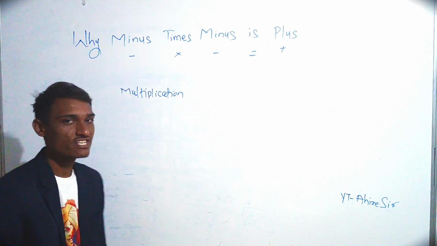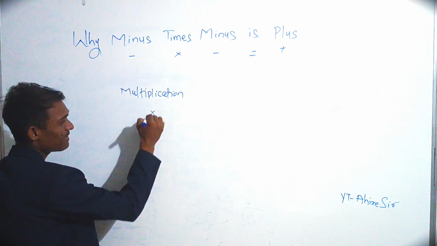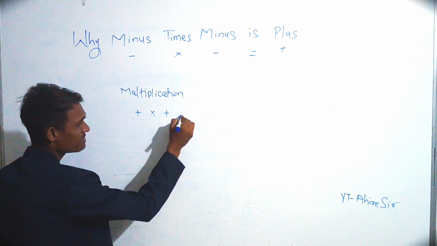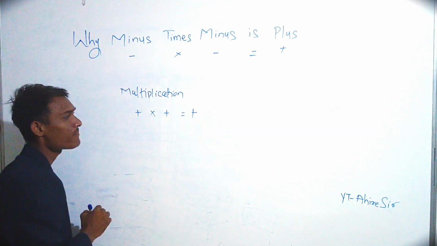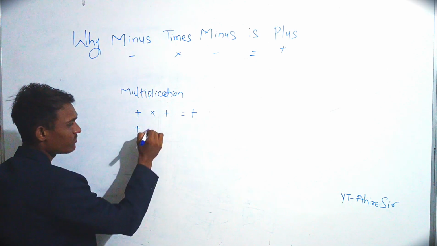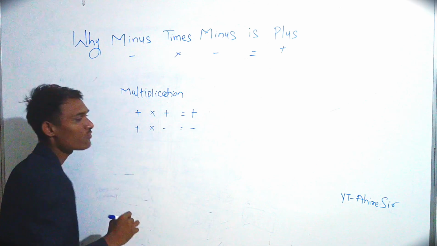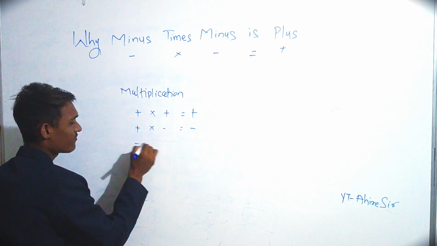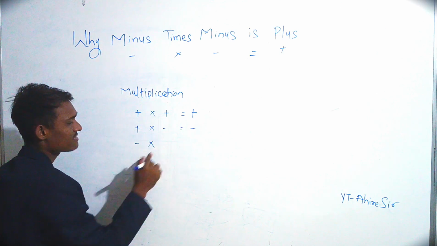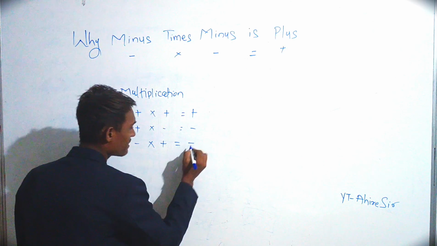we know some notations and their operations. In multiplication, if the first value is positive and the second value is positive, then the answer is also positive. If the first number is positive and multiplied by a negative second number, then the answer will be negative. If the first value is negative and multiplied by a positive second value, the final answer will be negative.